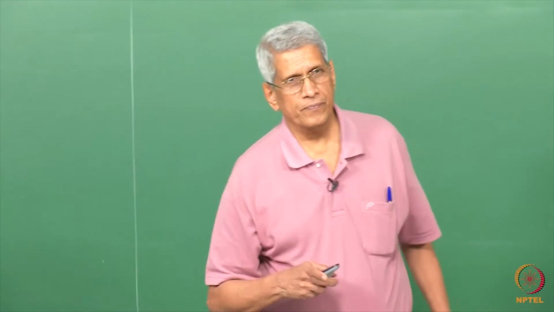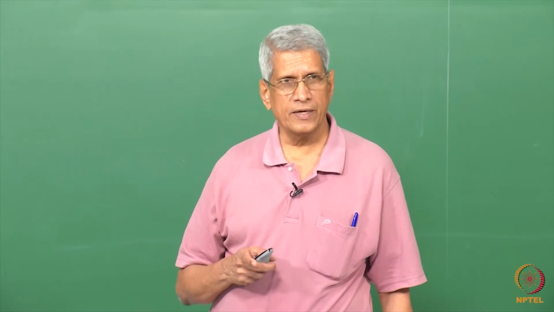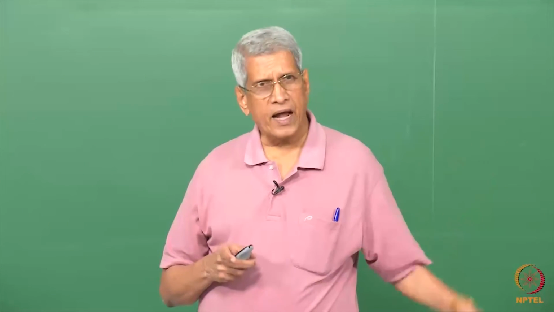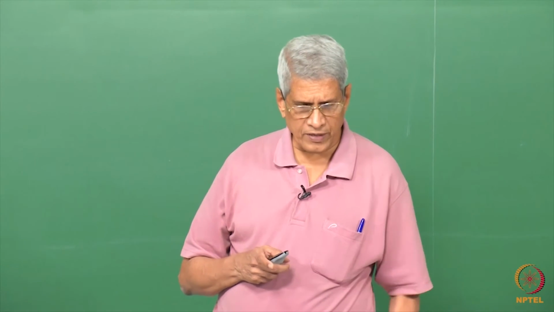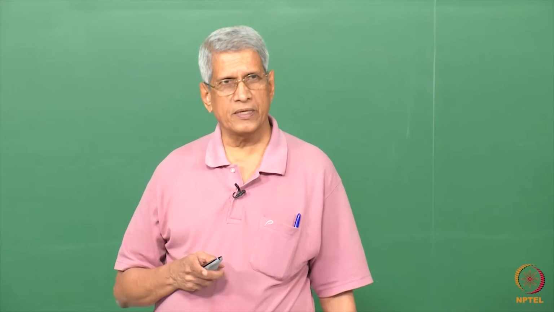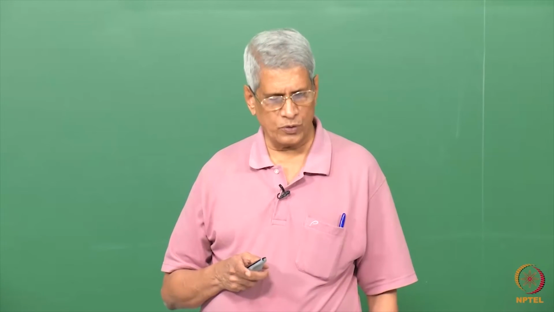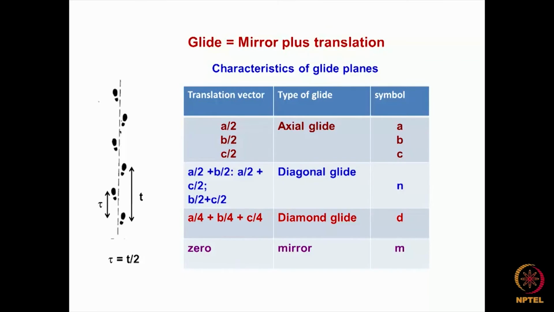Glide, if we consider it, has a mirror plus translation. Glide is nothing but a mirror plus translation. I had already explained glide, but what is essentially important is that if the glide is along the A axis, the symbol used to represent it in the crystallography table is A, and the translation associated with the glide is A by 2. B will be B by 2. Similarly, we can have a glide along the face diagonal or on the body diagonal, which is called a diamond glide. If there is no translation involved, then it becomes just a mirror operation.